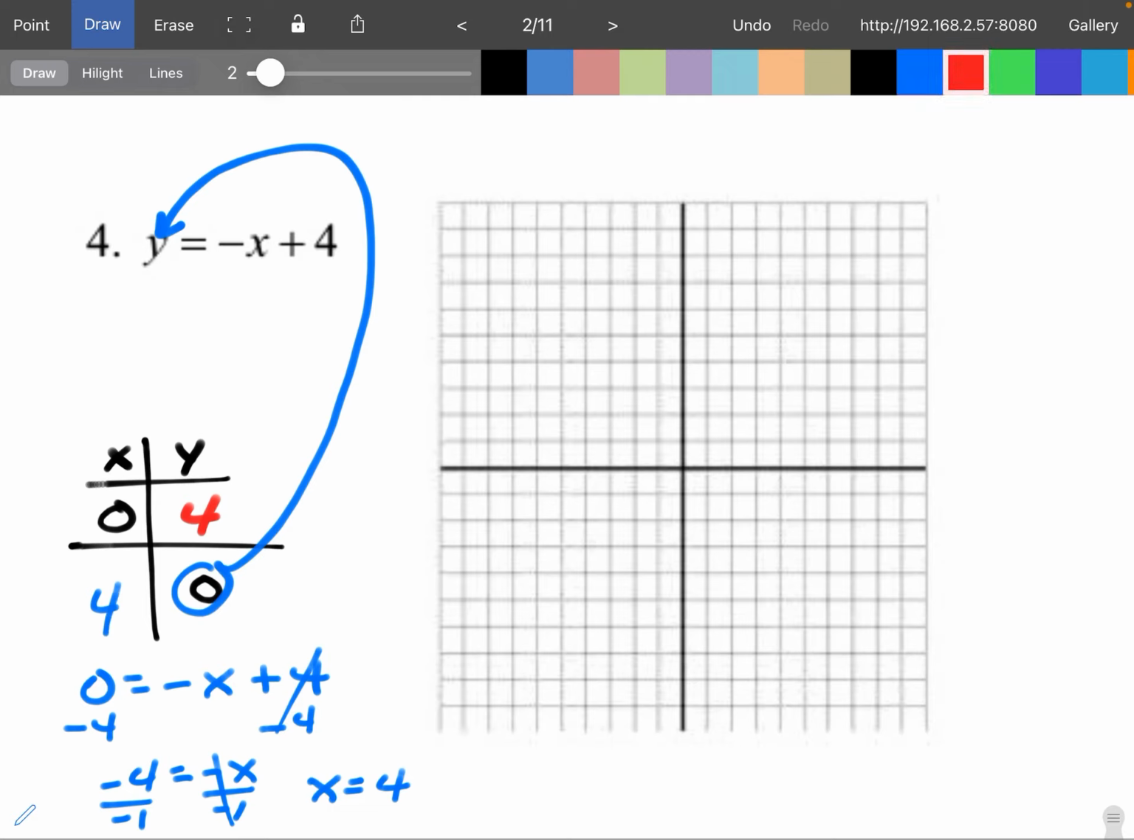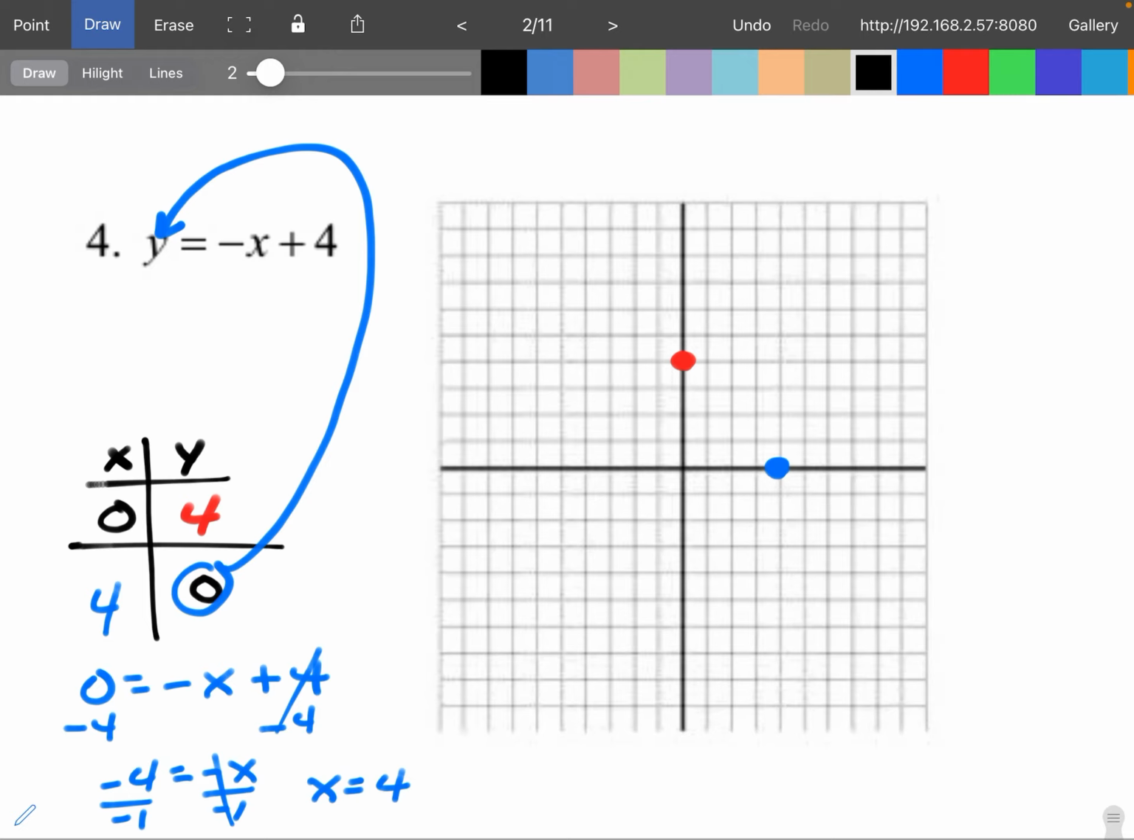Well, we want just x, so how do we get rid of that negative? Good. Divide both sides by -1. These will cancel out, those negatives on the right-hand side, and we'll get x equals 4. So you get x equals 4, like that.